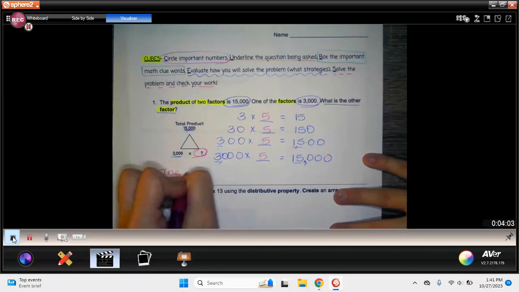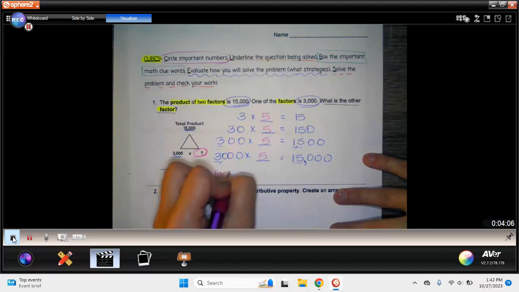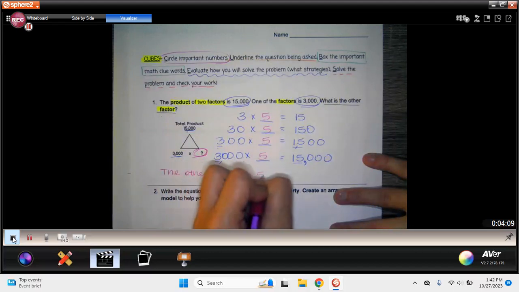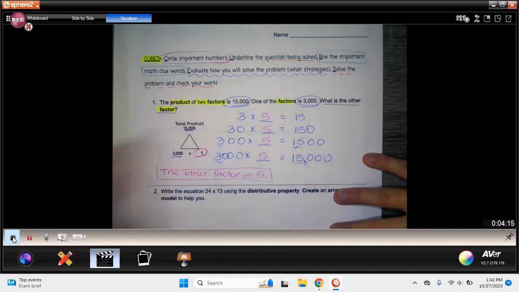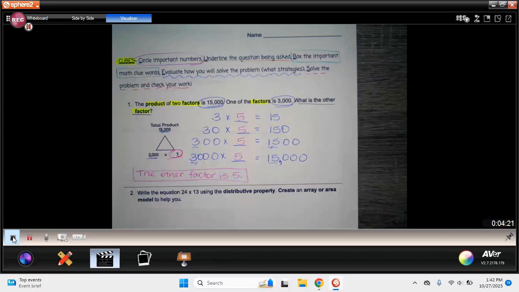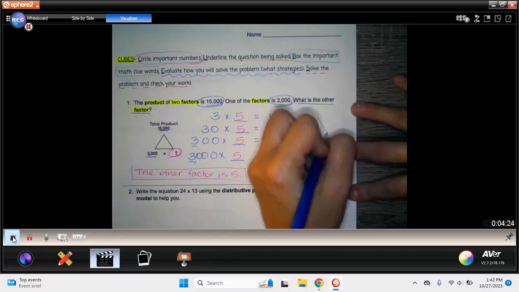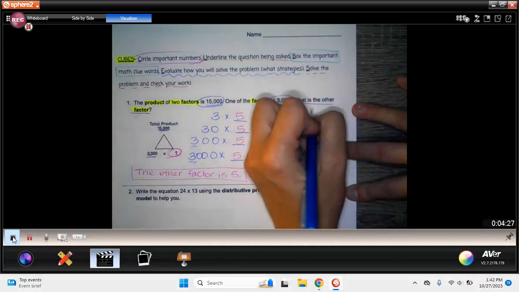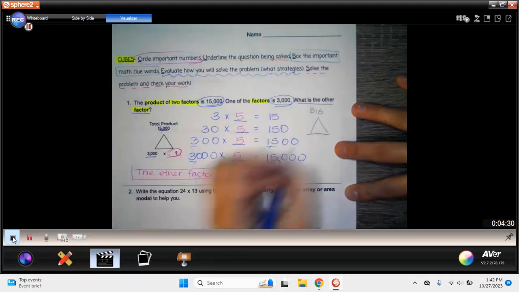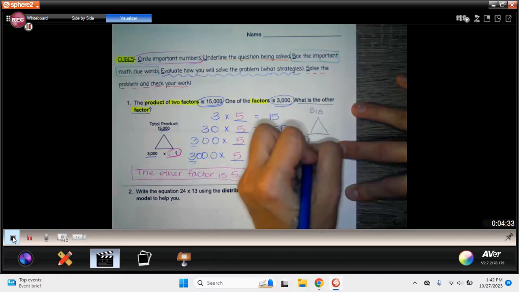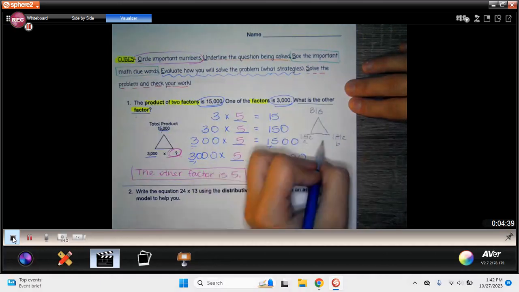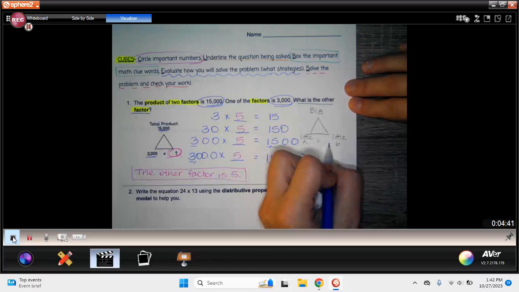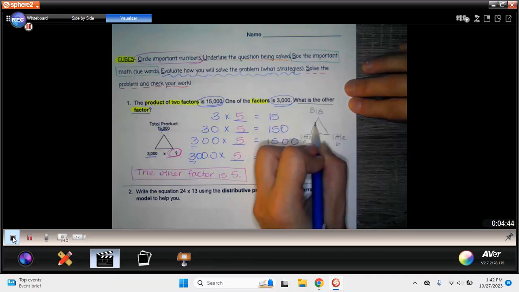The other factor is 5. Because remember, two factors multiplied together equals a product. Another thing I want you to remember about this is when we're doing these kinds of problems, we use our fact family pyramid because at the very top is the biggest number in the family. We have a little number at the bottom, I call that little a, and another littler number on this side, little b. So little a times little b, the two factors, multiply to make the product at the top.